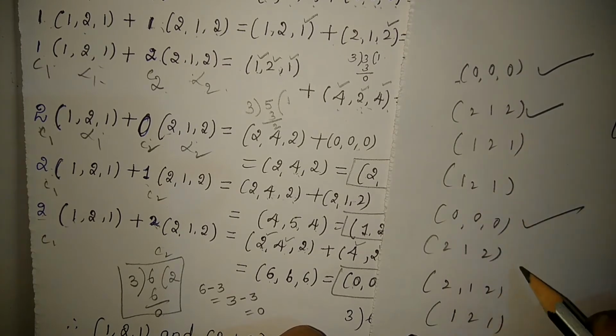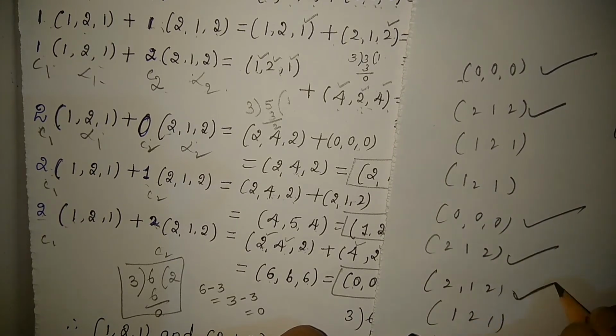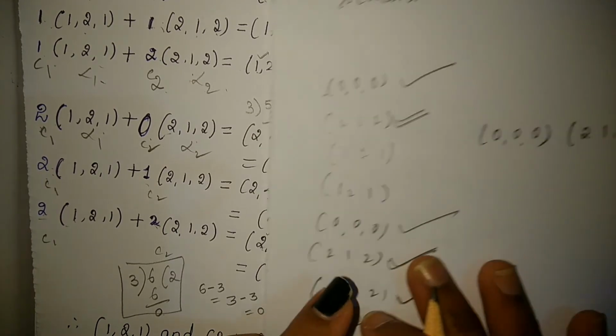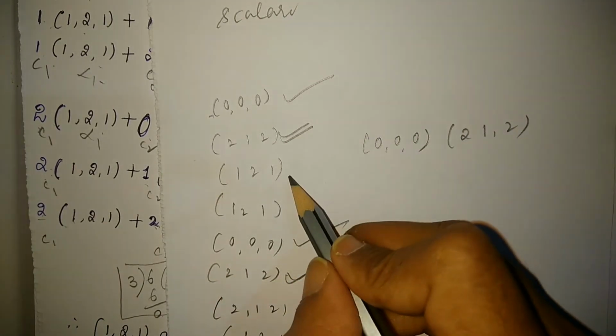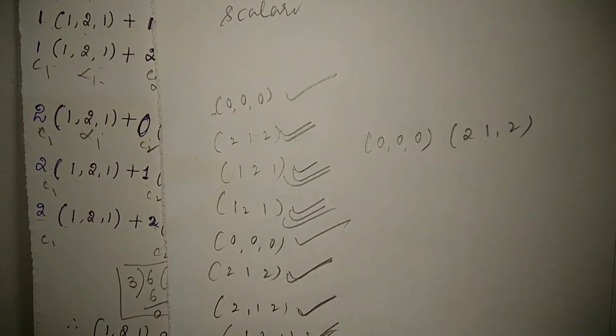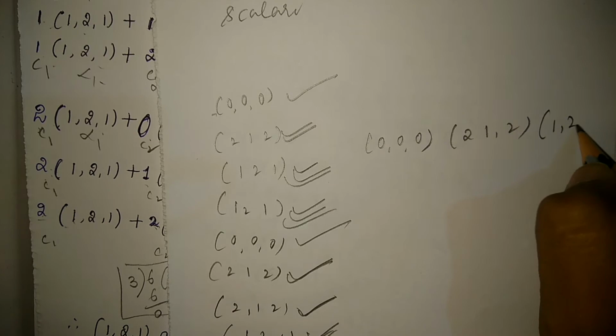Next, 2 1 2, 2 1 2, 2 1 2. So just write 2 1 2 one time. Okay. So next 1 2 1. Here 1 2 1 and 1 2 1. So just write 1 2 1 one time.